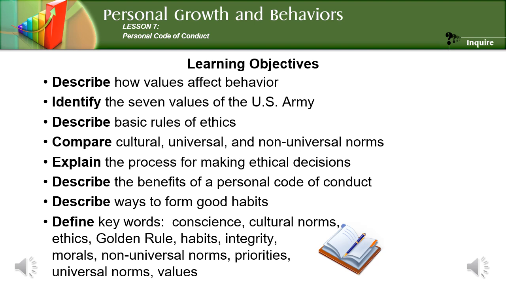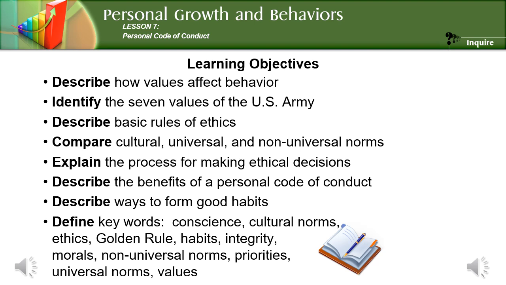Define keywords. Conscience: an internal sense of what is right and what is wrong. Cultural norms: a group of acceptable behaviors within a society or culture. Ethics: guides we use to do the right thing. Golden rule: an ethical guideline that states that you should treat others the way you want others to treat you. Habits: behaviors that repeat frequently, often without thinking. Integrity: the characteristic of having high moral values and behavior. Morals: having to do with the principles of what is right and what is wrong.